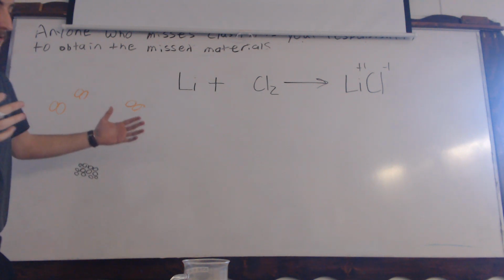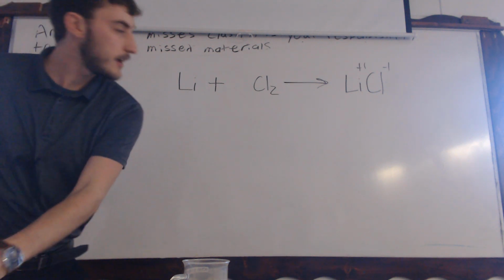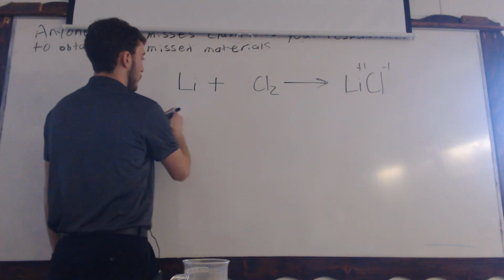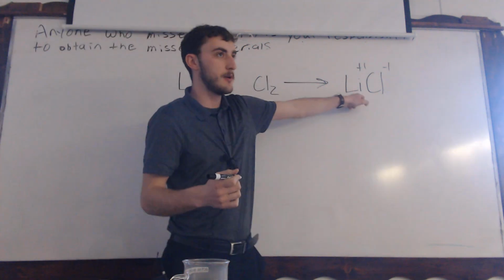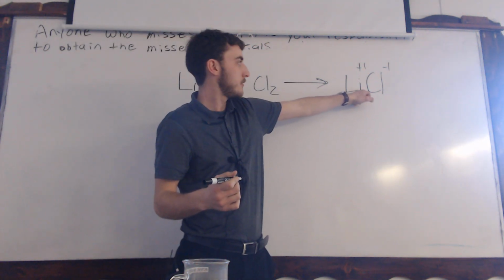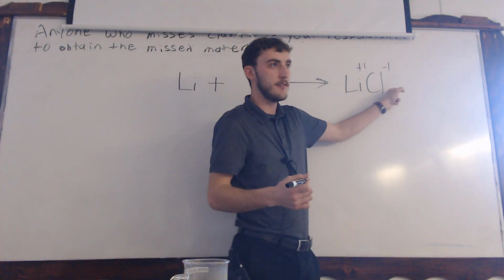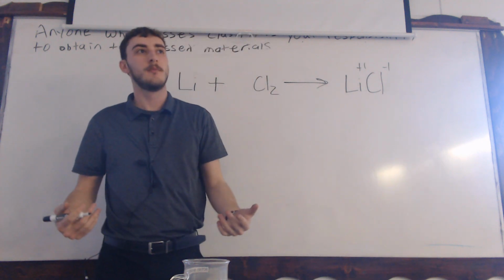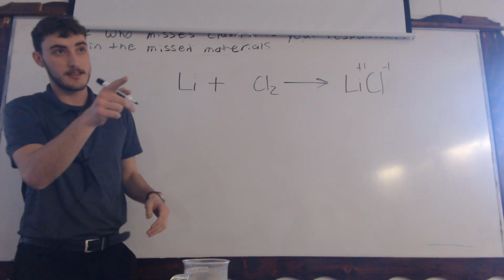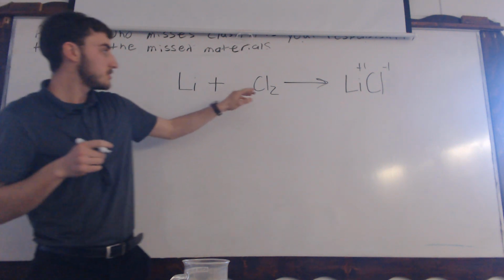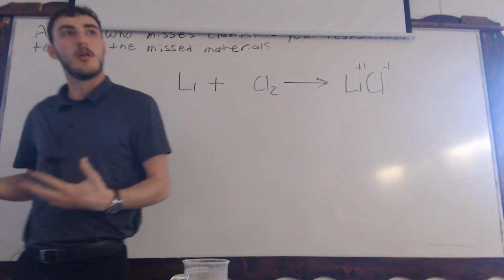Okay. We're going to do this more, but now, what do you notice? How many lithium do we have on this side? How many lithium do we have on this side? One. Just one. How many chlorine do we have on this side? 2. How many chlorine do we have on this side? 1. So that's a problem. Can we do potassium bromine? Yeah, we'll talk about that in a little bit. That's a good question. So we have more chlorine on this side than we do on this side. We can't have that. We need it to be equal on both sides.